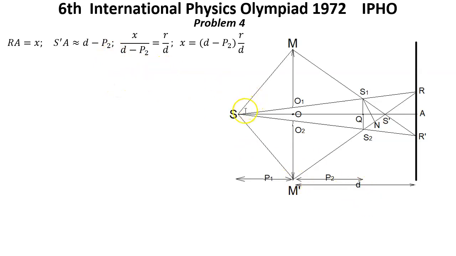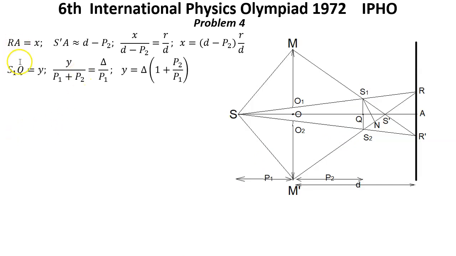And from this triangle SRA compared to triangle S prime Q, we have x over D minus P2 equal to R over D. And finally, the distance x from R to A equals D minus P2 multiplied by R over D. Now let's count what happened to the distance S1Q.